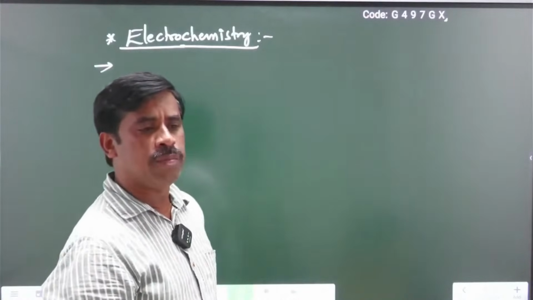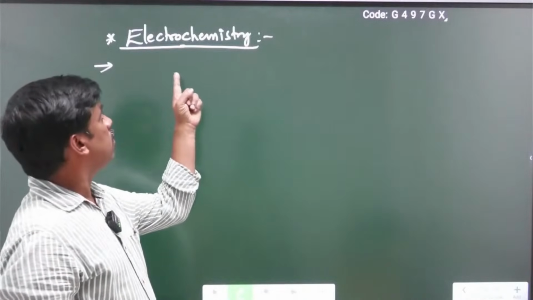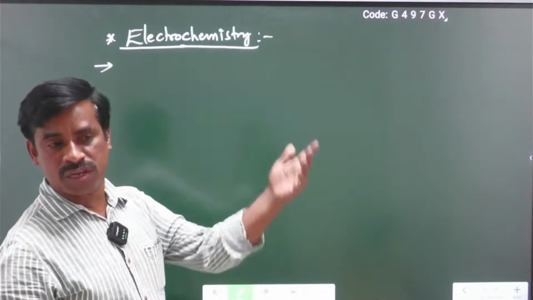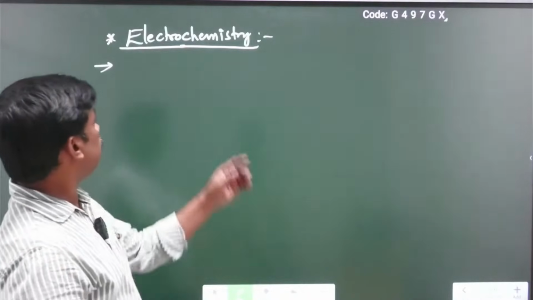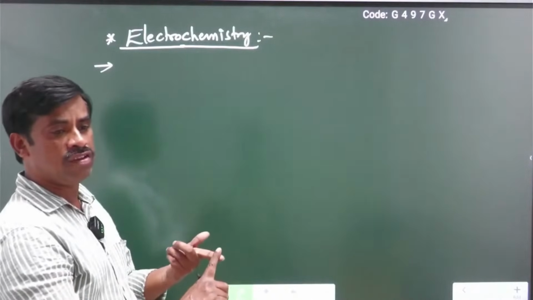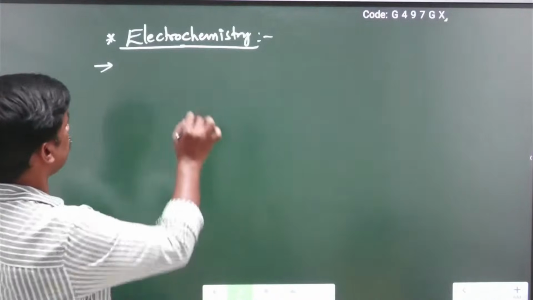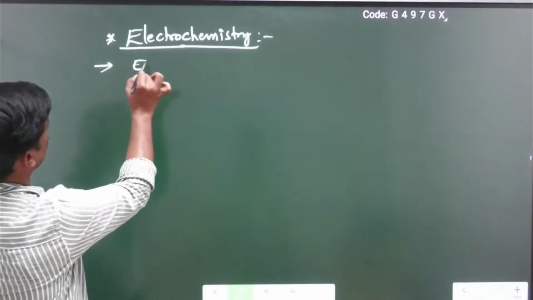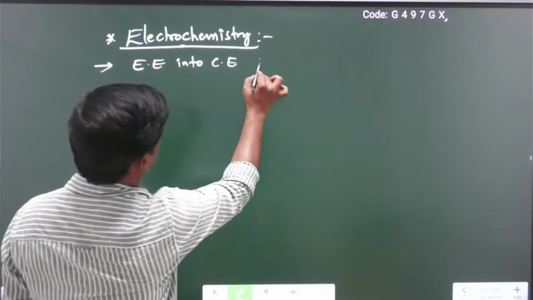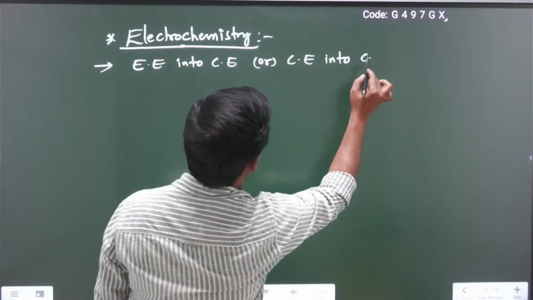According to your syllabus, before going to this, I am going to introduce electrochemistry. Electrochemistry is a branch of physical chemistry which deals with the relationship between electrical energy and chemical energy. What is the relation? Electrical energy into chemical energy, or chemical energy into electrical energy.